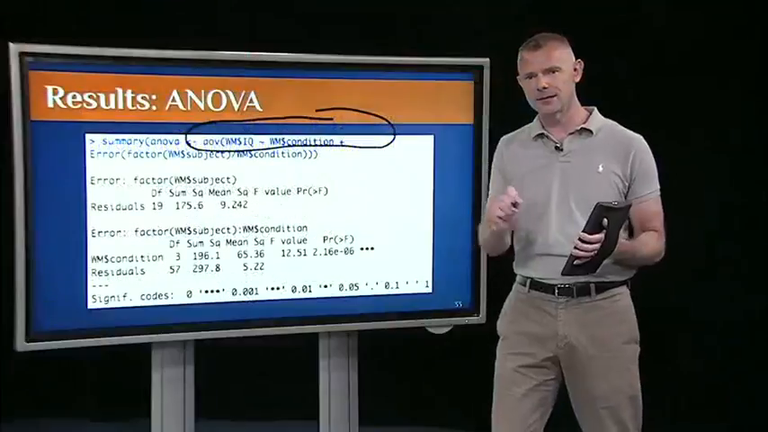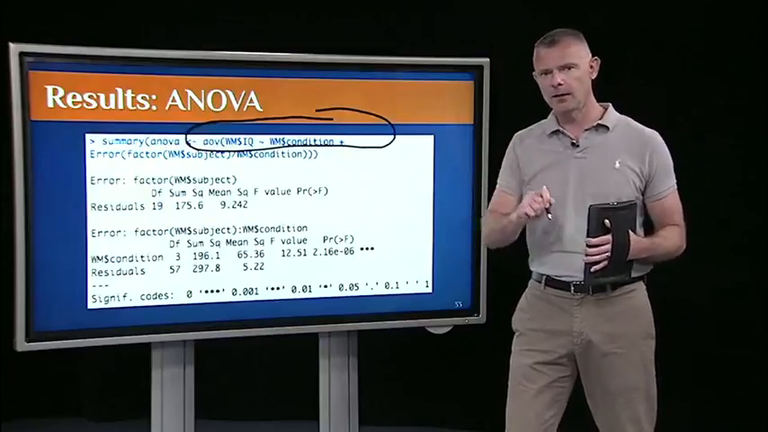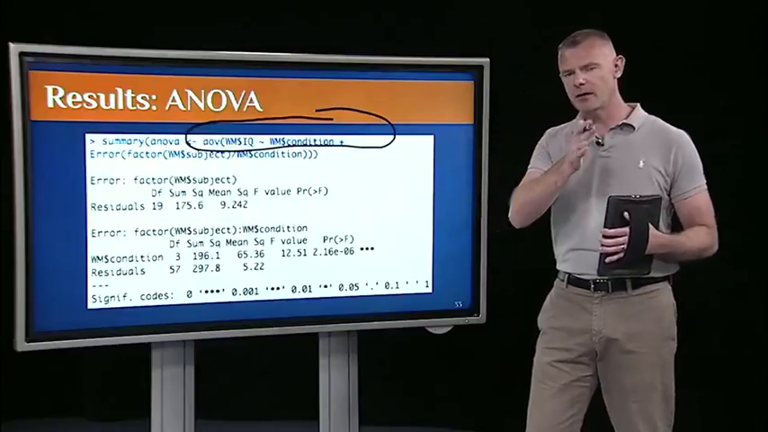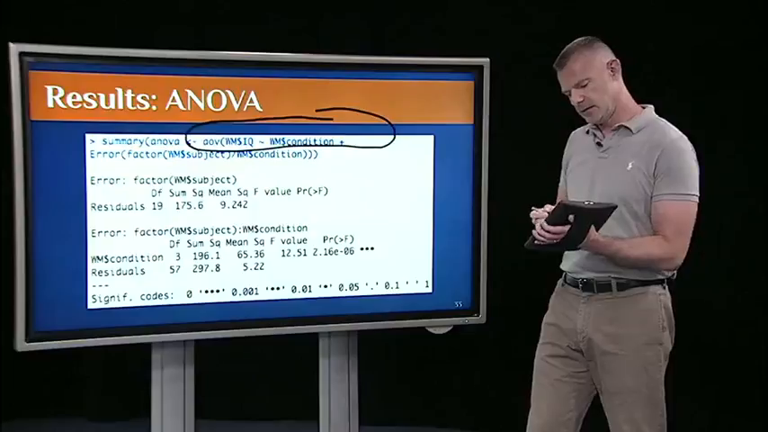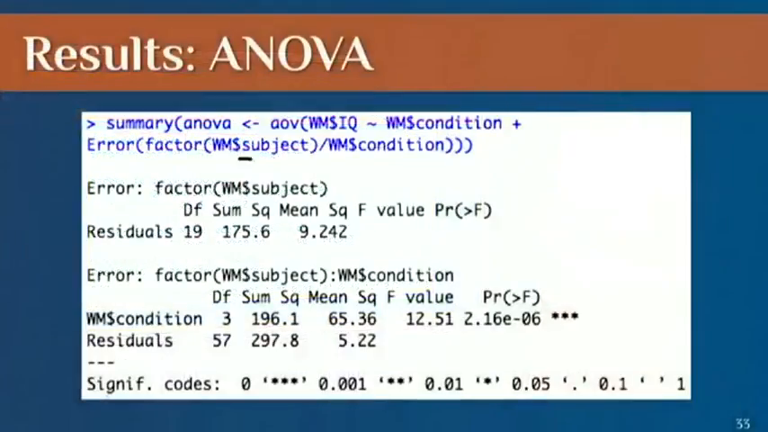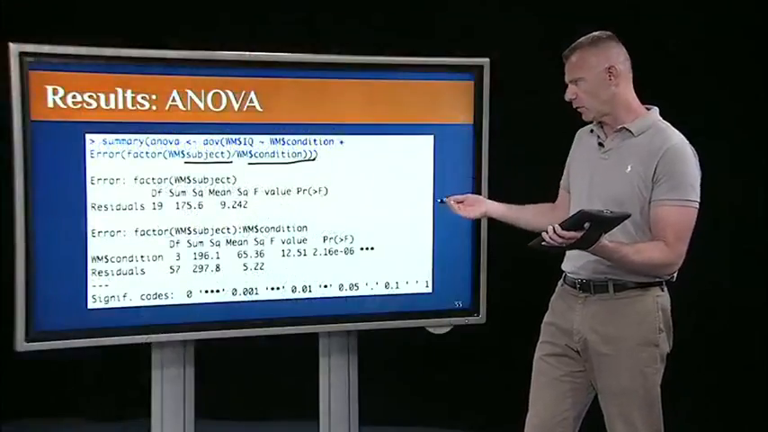But since this is a repeated measures design, we have to tell R that we need a special error term. Because remember, the error term is different here. And the way to say that is to tell R that there are subjects across conditions. So the subjects are measured repeatedly across conditions. So that's the error subjects over conditions.